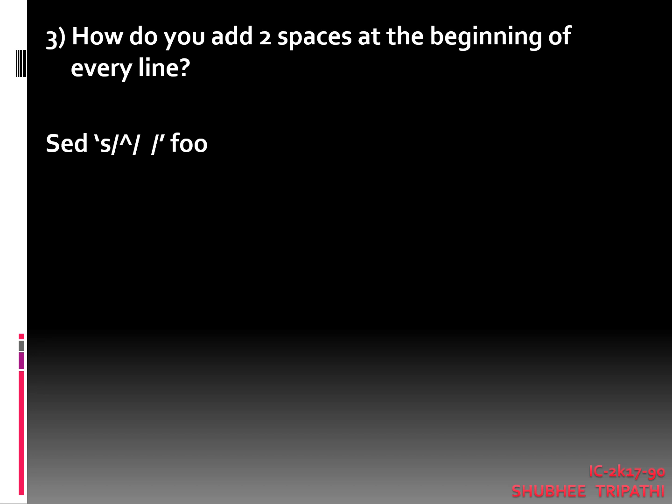Sed is mostly used for substitution with the symbol s, and the g flag at the end makes the substitution global. The search and substitution patterns can be regular expressions, but only of the BRE type. The answer for our above question is sed 's/^/  /' foo. Here foo stands for a file name.